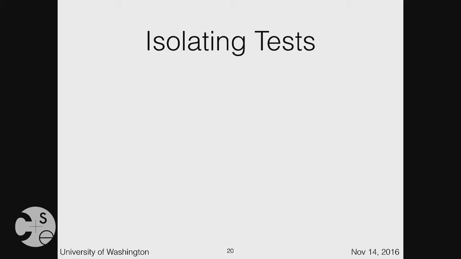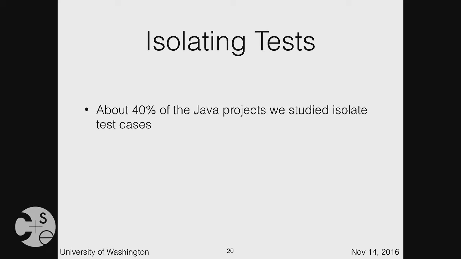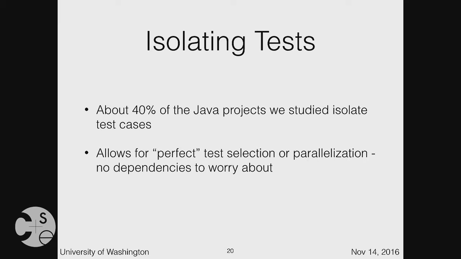So let's consider the first solution, isolating test cases. I surveyed a number of open source Java projects, finding from this study that about 40% of the projects were doing some isolation of their test cases. In principle, this is nice because it allows for perfect test selection or parallelization. I can say I want to just run a single test and not be concerned about some dependency it had on a prior test.